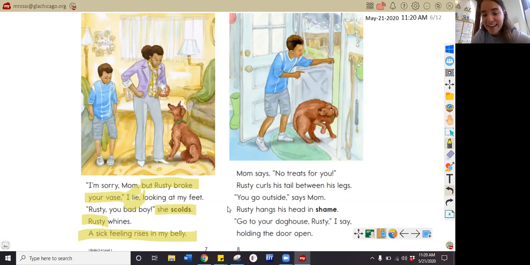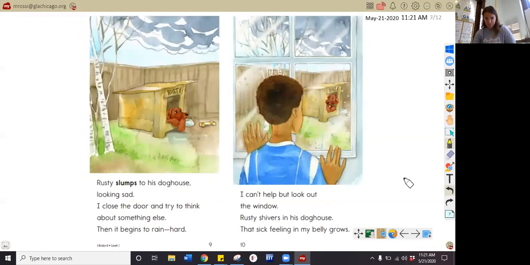In this story, I read that Rusty hangs his head in shame. So that makes me think that Rusty feels shameful, or he feels sad or embarrassed that he's getting in trouble for something he didn't do. Remember, when you feel shame, you're like this. You feel disappointed or sad, or you feel bad for yourself. All right.